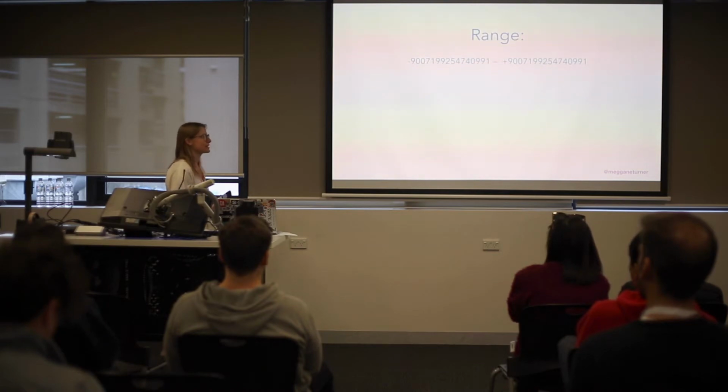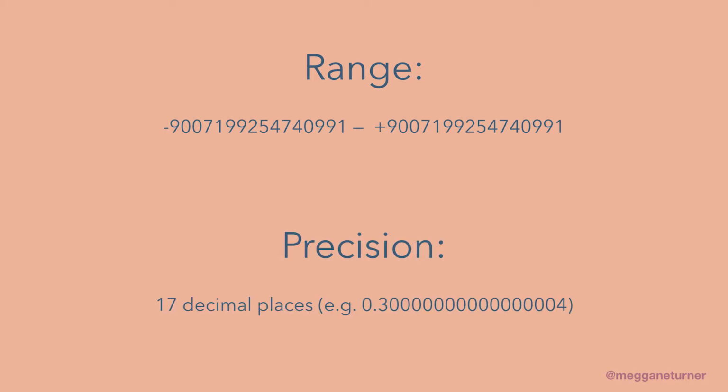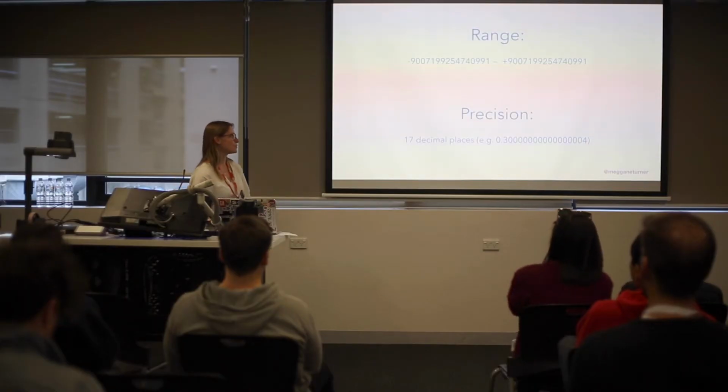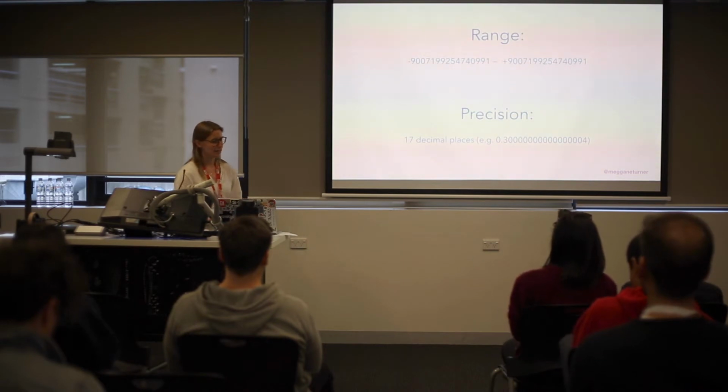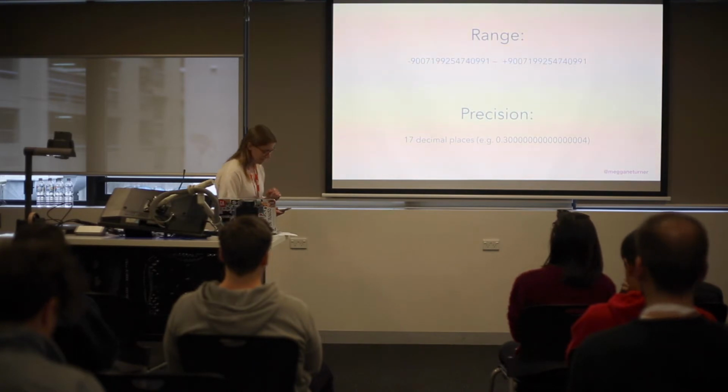So when I talk about range, it's just the range of numbers that we can represent. In JavaScript, we can safely represent numbers between about negative 9 quadrillion up to positive 9 quadrillion, which is a pretty good set of numbers. And when I talk about precision, I just mean how many decimal places we can accurately represent these numbers to. So we can represent them to 17 decimal places. Like that number, which is what 0.1 plus 0.2 is equal to in JavaScript.